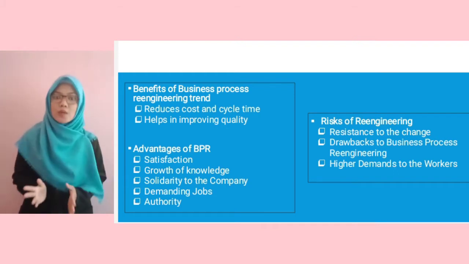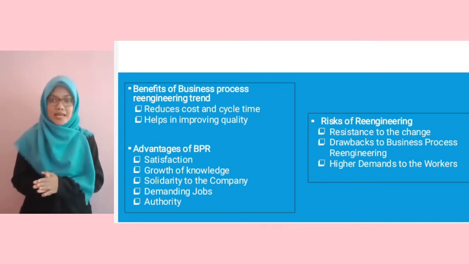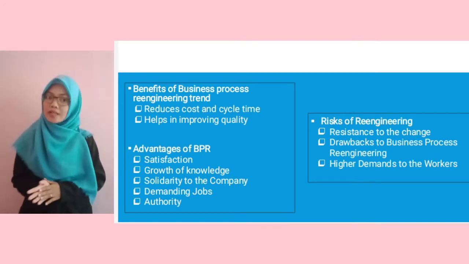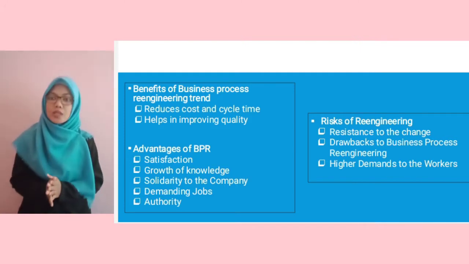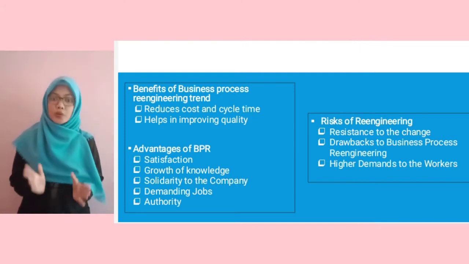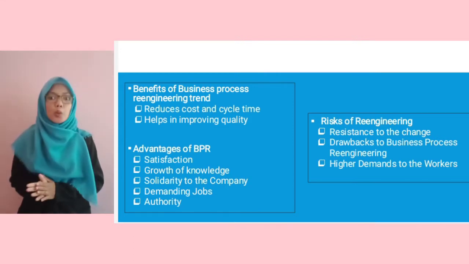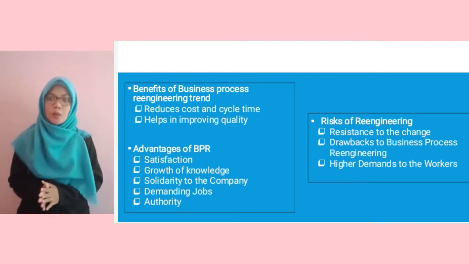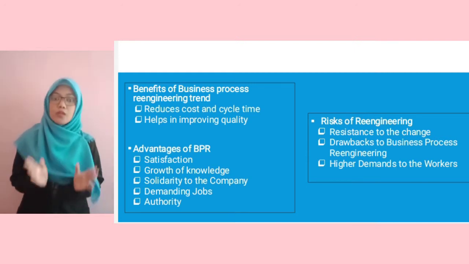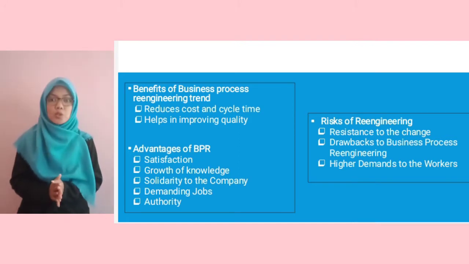And then demanding jobs. If the old model was simple tasks for single people, the new one is complex jobs for smart people, which raises the bar for entry into the workplace. And then authority. Reengineered companies don't want employees who can follow rules. They want people who will make their own rules. Management leaders must also give them the authority to make the decisions needed to get it done.